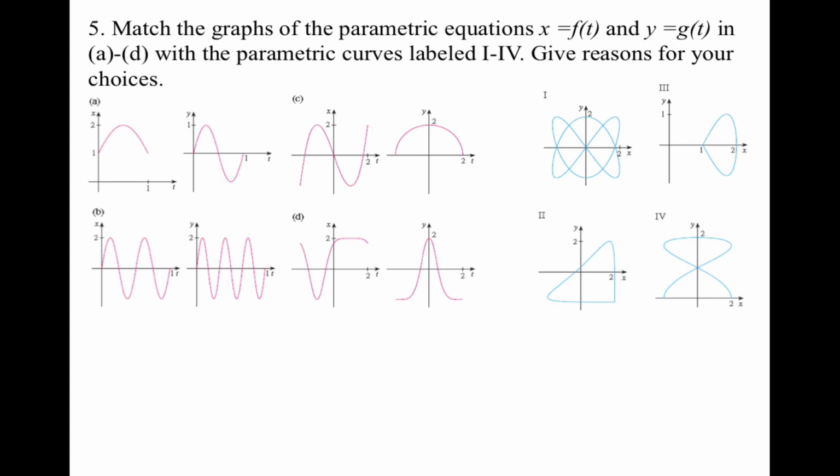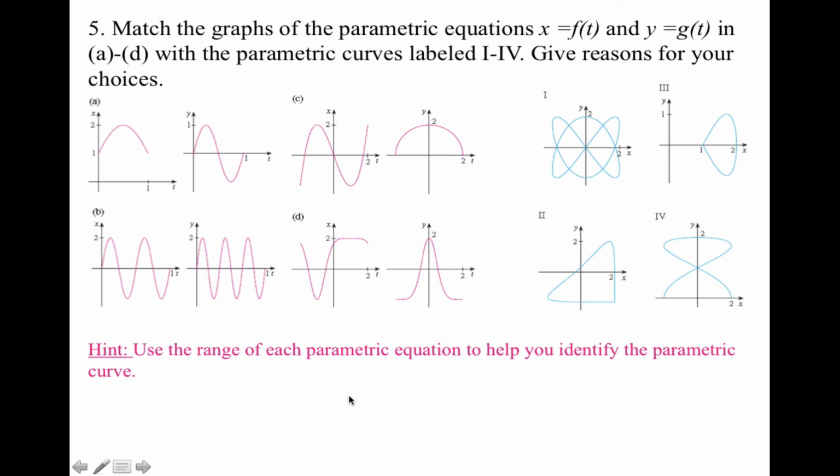All right, now let's look at a problem where you have to match the parametric equations, x equals f of t and y equals g of t, in A through D, so these ones, with the parametric curves labeled 1 through 4 over here. So you're matching the pink with the blue. Then you need to give reasons for your choices. And here's a little hint to help you. Use the range of each parametric equation to help you identify the parametric curve.